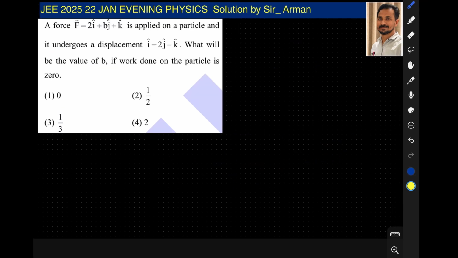A force F equal to 2i plus Bj plus k cap is applied on a particle and it undergoes a displacement i cap minus 2j minus k cap. What will be the value of B if the work done on the particle is 0?